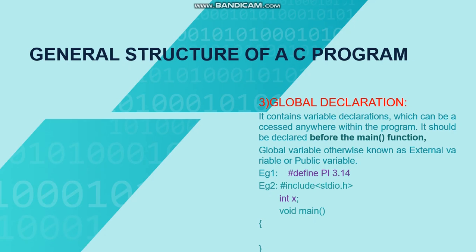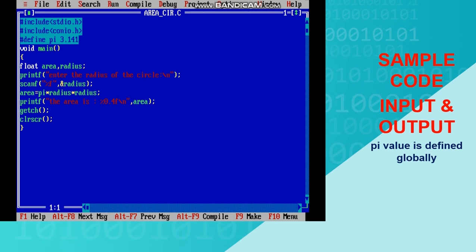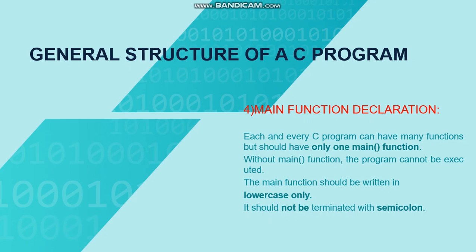The third is global declaration. A variable can be globally declared outside the main function, or it can be defined along with the pre-processing statements. Now let us look at an example. This is a program used to compute the area of a circle. We are defining the pi value 3.141 in the header section: hash define pi 3.141, followed by the code. Now we are getting the right output.